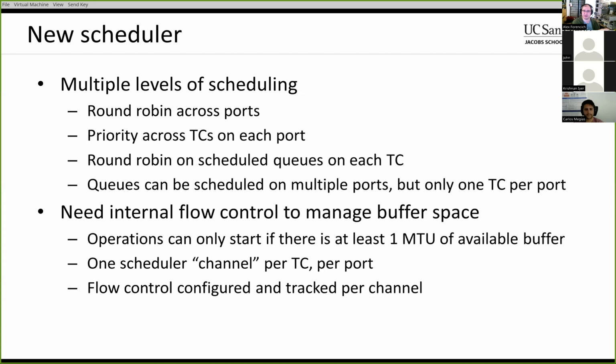And this will be done on a scheduler channel basis. So we're going to have one flow control channel per TC per port. So if you have, say, 2 ports and 4 TCs, you would have 8 channels. Each one is independently going to be managing the flow control state. And then the flow control is going to be tracked per channel. And you can set, on a per channel basis, how much of the transmit buffer it's allowed to use. That's the idea.